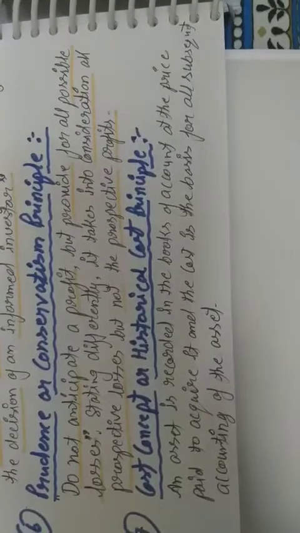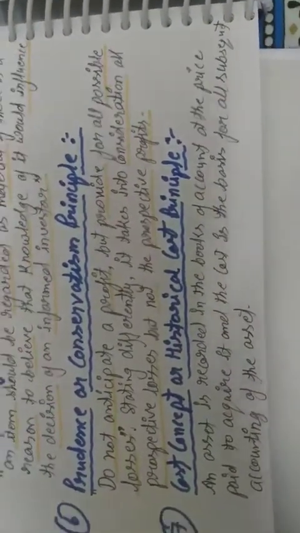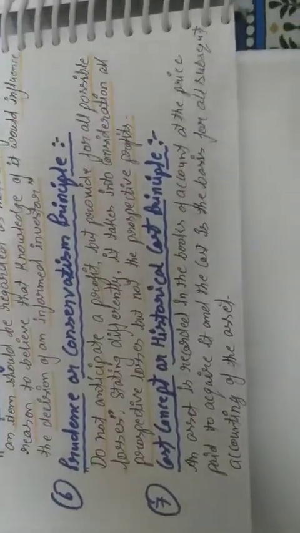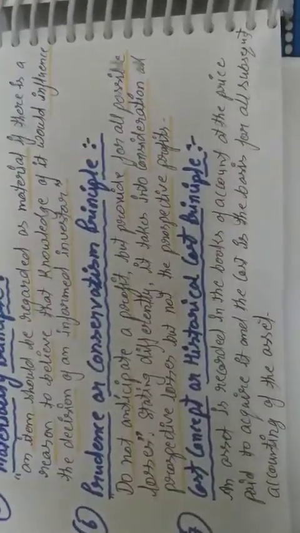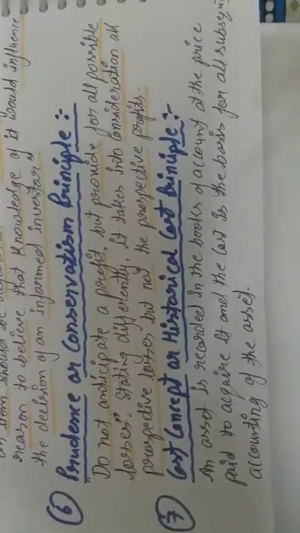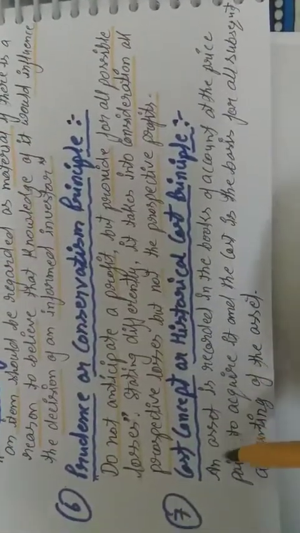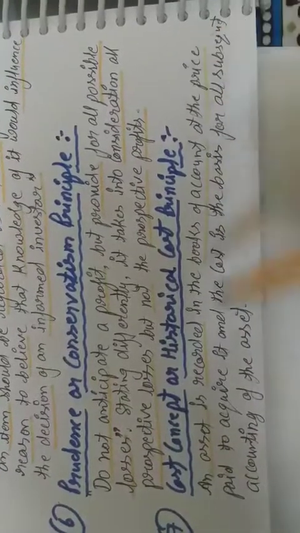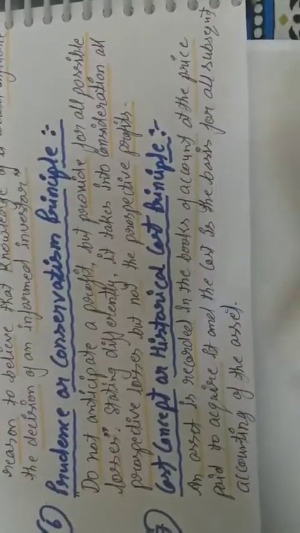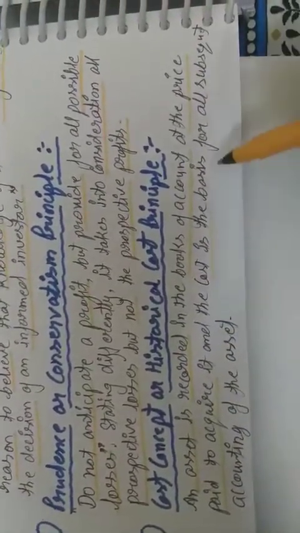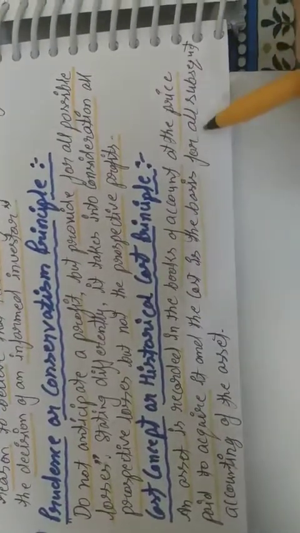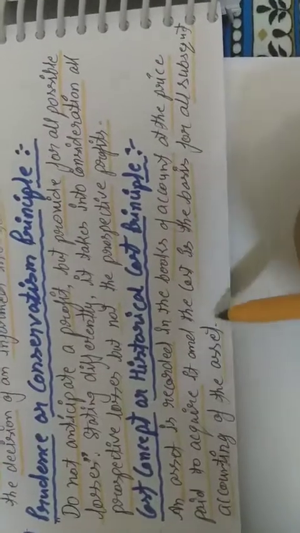Okay, so here we have completed the 7 principles, still 4 principles are left. So in the next video we will cover the next 4 principles also. An asset is recorded in the books of account at the price paid to acquire it. The cost is the basis for all subsequent accounting of the asset.